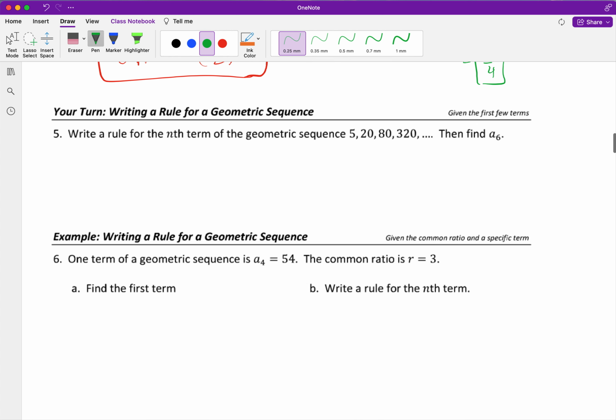All right, your turn. You should pause the video and try it yourself.